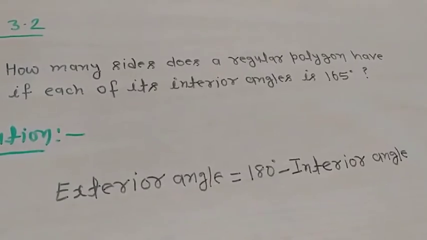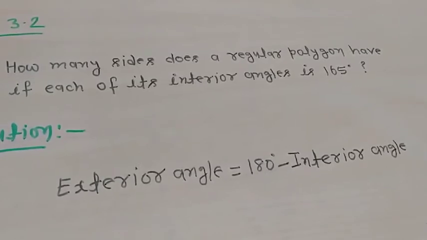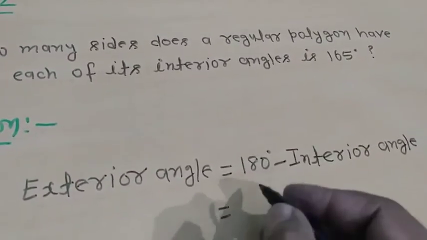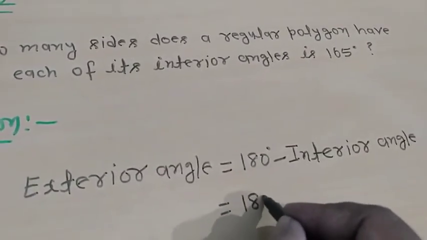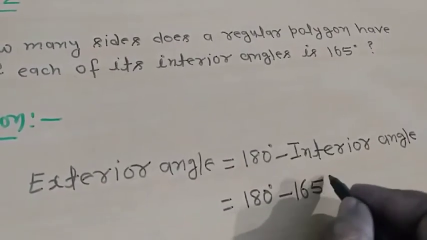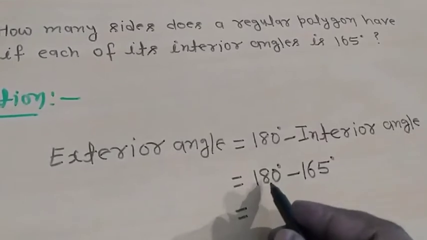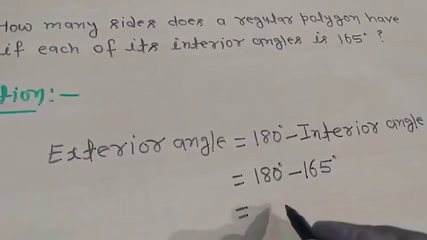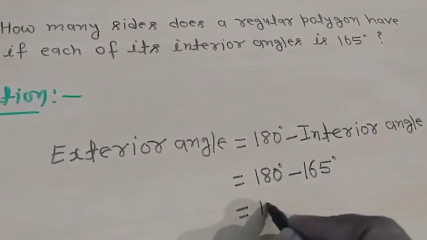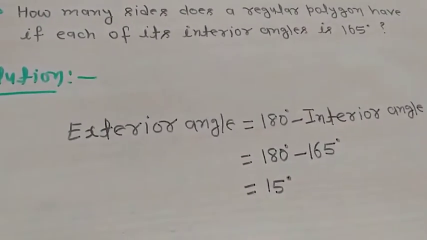Here you can see exterior angle is equal to 180 degree minus interior angle. Okay, so here interior angle is given. What is interior angle? Interior angle is equal to 165 degree. Okay, so what is exterior angle? 180 degree minus 165, so it becomes 15 degree. We obtain here exterior angle is 15 degree.